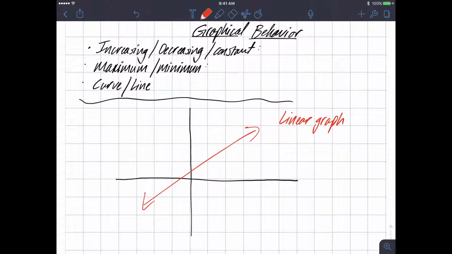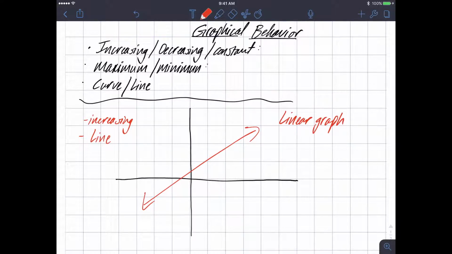Now, from this linear graph, what can we tell? Is it increasing, decreasing, or constant? It is increasing. We can tell right away. Does it have a maximum or minimum? No, it has neither. I'll give you an example of one that has some. Is it a curve or a line? It's a line.